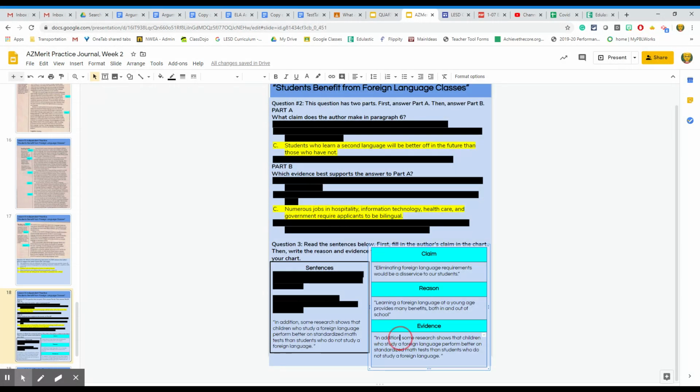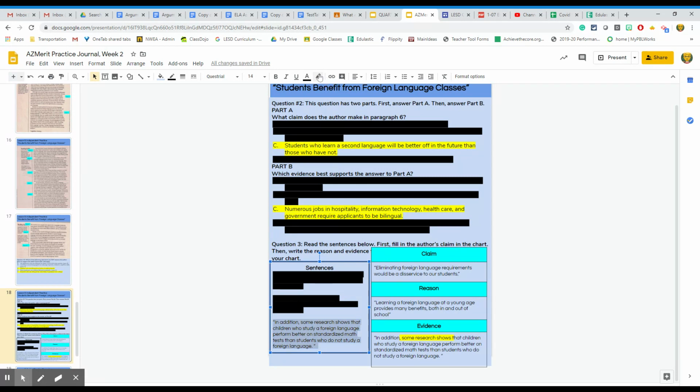And we know that's a fact because of the part that says some research shows. So people have actually gone out, scientists have gone out and researched this and studied it, and they found out as a fact that some children who study a foreign language perform better than students who do not study it.